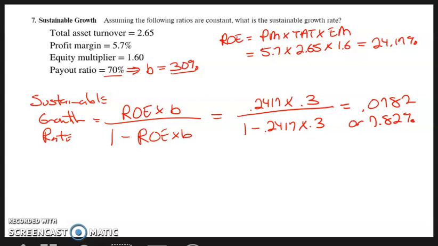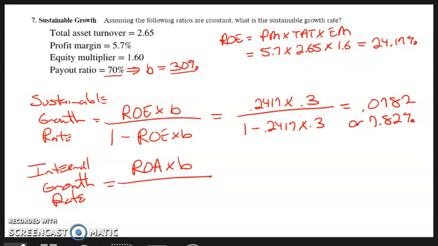I can also calculate the internal growth rate. The only difference is we switch out ROE for ROA. You use ROA instead of ROE. It's a better way to say that. The ROA times the plowback ratio divided by 1 minus ROA times the plowback ratio.